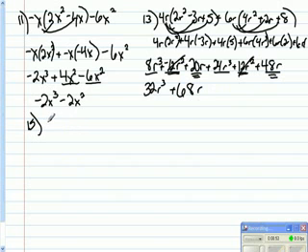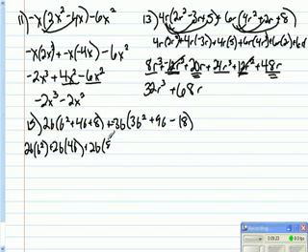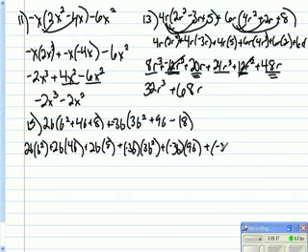Number 15. We have 2b times (b squared plus 4b plus 8) minus 3b times (3b squared plus 9b minus 18). First thing I would do is change this to plus and negative so I don't forget about it. Then I'm going to distribute, so 2b times b squared, 2b times 4b, 2b times 8, negative 3b times 3b squared, negative 3b times 9b, and negative 3b times negative 18.